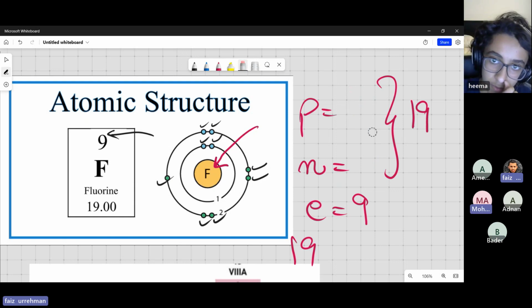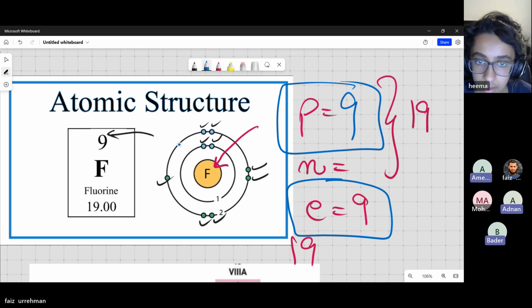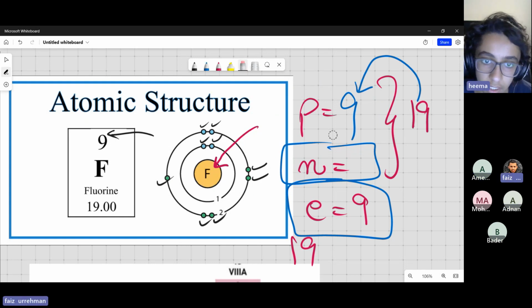Guys, didn't I tell you in the beginning that an atom is electrically neutral overall? So how many negative charges do you need to balance the positive? Nine. Now, out of 19, nine are gone here. How much remaining? Ten neutrons.